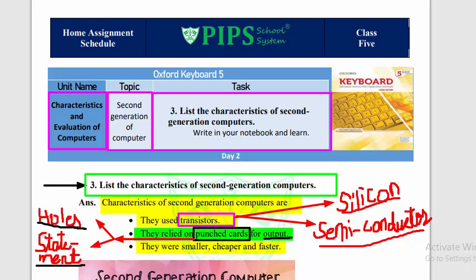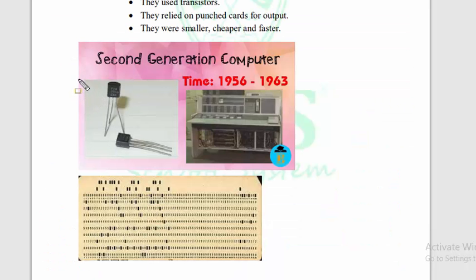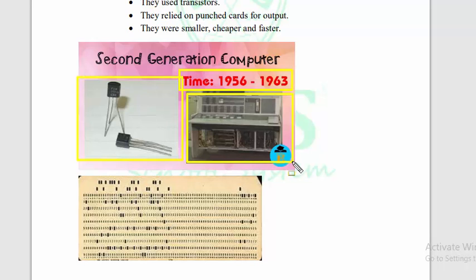Now we will see the pictures. So you can see the picture. These are transistors, and the duration of the second generation of computers is 1956 to 1963, and here is the image of the second generation of computers. And the second picture is punch cards. You can see there are holes on it and the statements are stored in it.